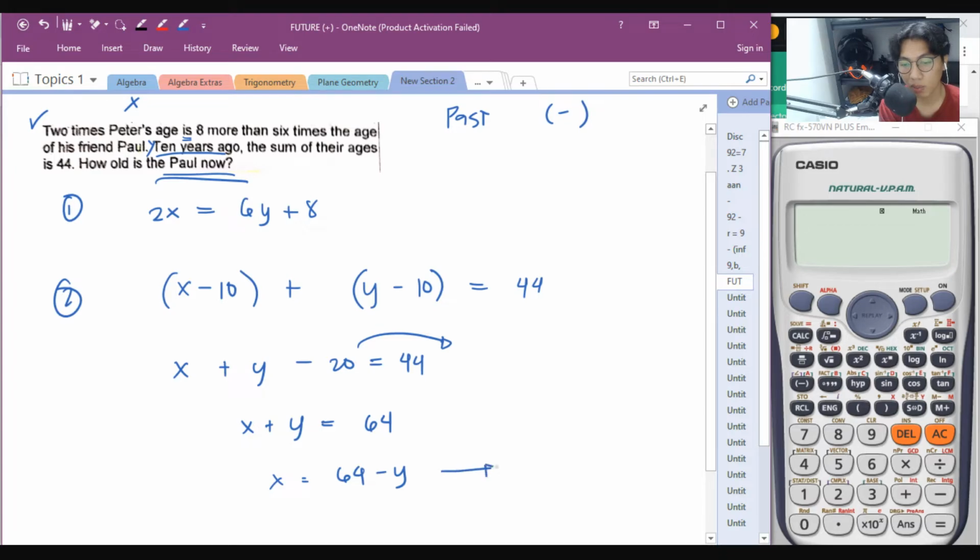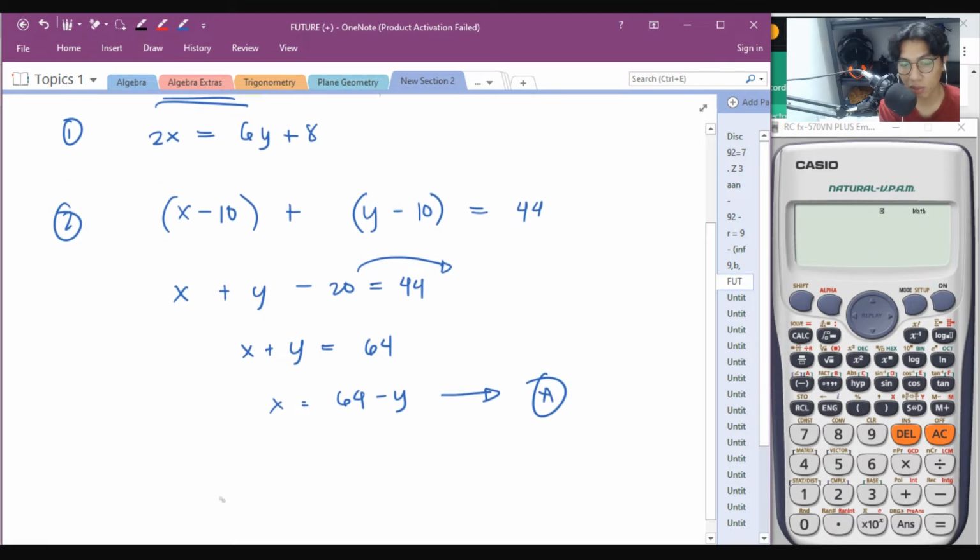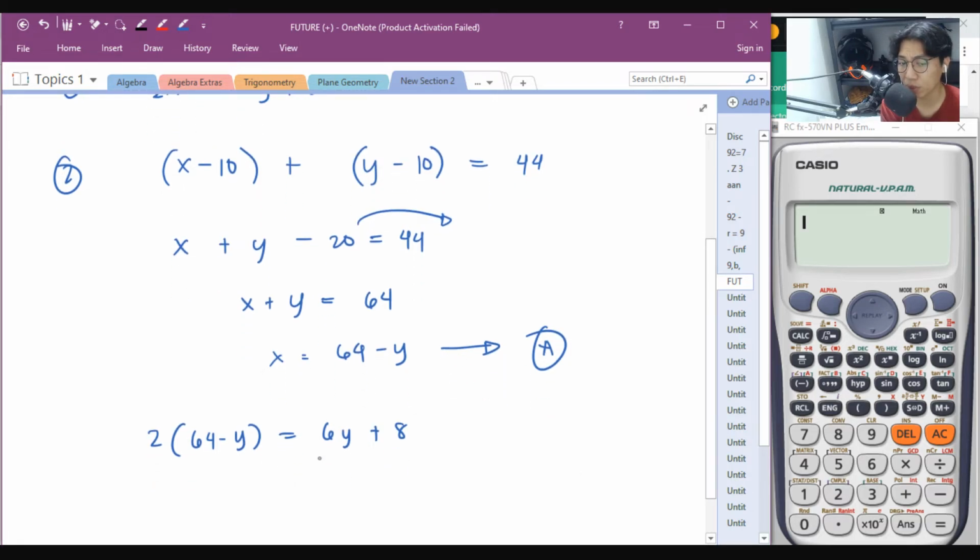And then, we substitute this equation to condition 1. Okay? Lagay natin kay condition 1. So, 2 times 64 minus y equal to 6y plus 8. Then, we can solve for the value nung age ni Paul. So, 2 times 64, I think that is 128 by mental math. 2 times y, that is 2y, equal to 6y plus 8.